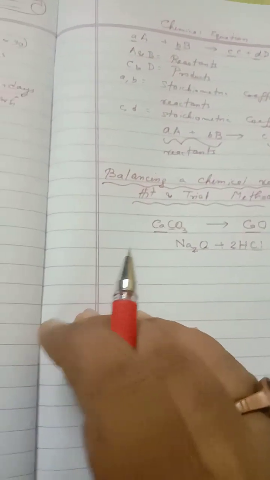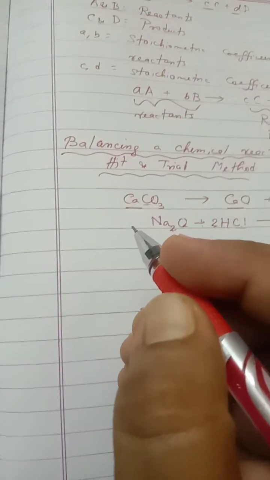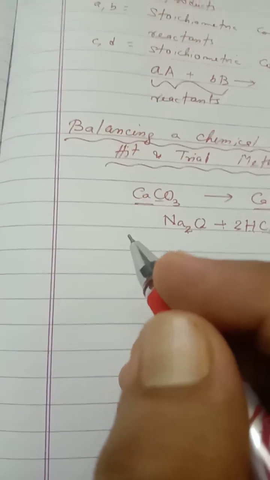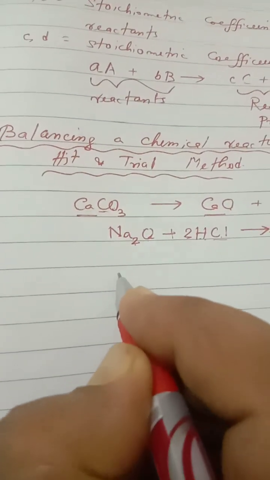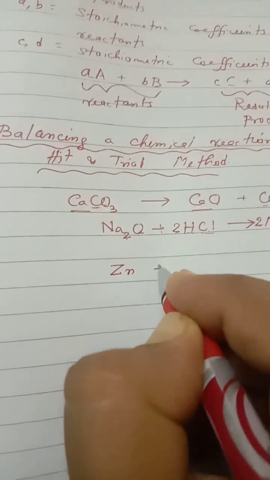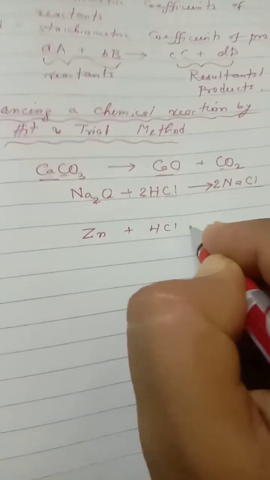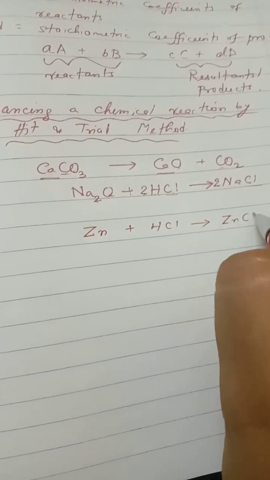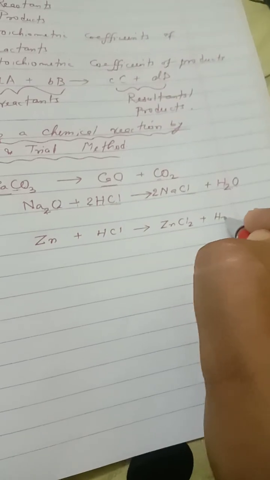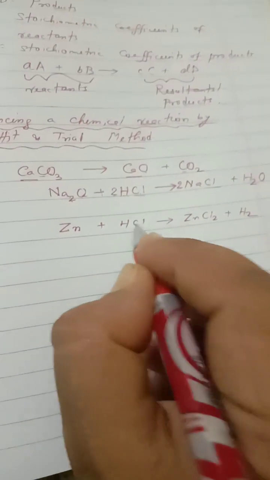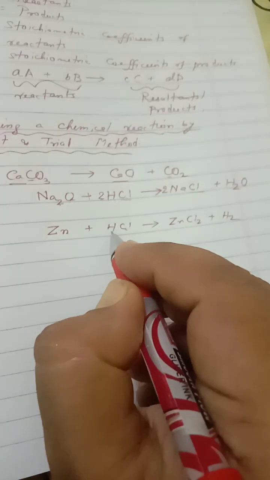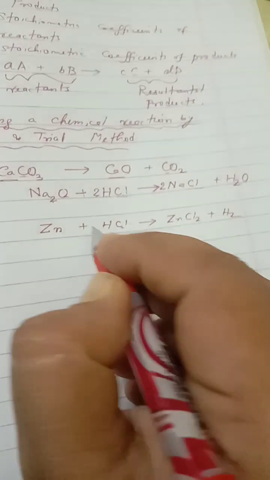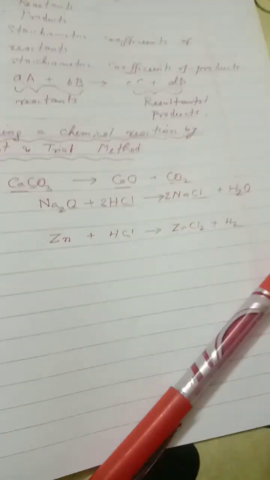So by this we can balance. You can take another example. A good example is here. Consider Zn plus HCl gives ZnCl2 plus H2. Zinc is balanced. Chlorine is unbalanced: 1 chlorine atom, 2 chlorine atoms. Hydrogen is unbalanced because 1 hydrogen atom, 2 hydrogen atoms.